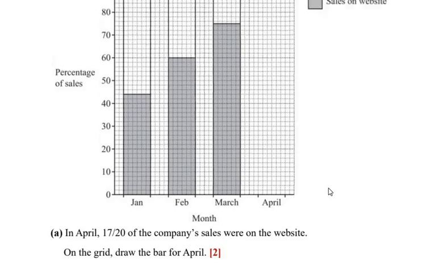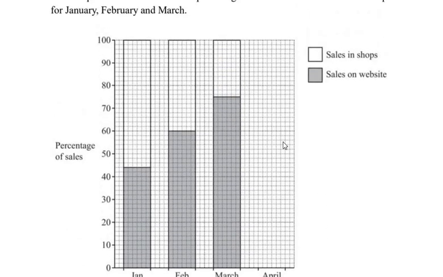Now let us try to understand the question first. We have been given a bar chart on which the y-axis represents the percentage of sales in the shops and on the website. So for example, if you are selling an item on Amazon, then this shaded region shows sales on the website, Amazon. And if you are selling an item in the shop, then this unshaded region represents the number of items sold in the shops.